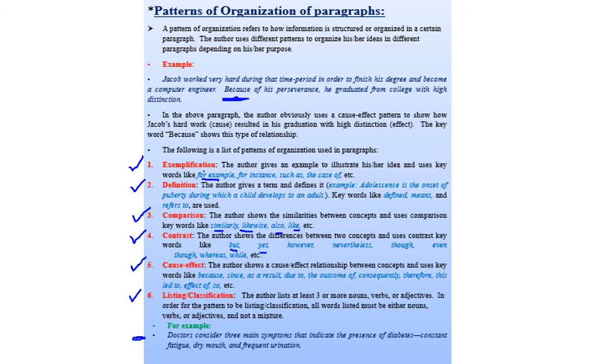When I asked you about the pattern of organization, you tell me the author uses listing or classification, where he or she lists the symptoms indicating the presence of diabetes. Okay? In the listing, they all have to be either nouns or adjectives or verbs. All of them have to be the same part of speech. Okay? You can't have a verb and a noun in a listing. The list all has to be the same, similar. Okay?